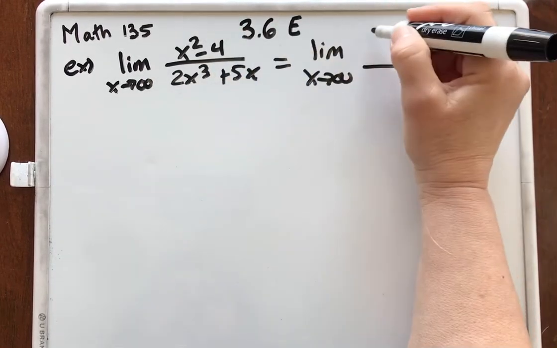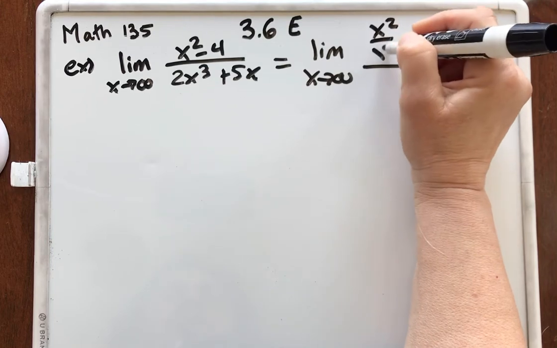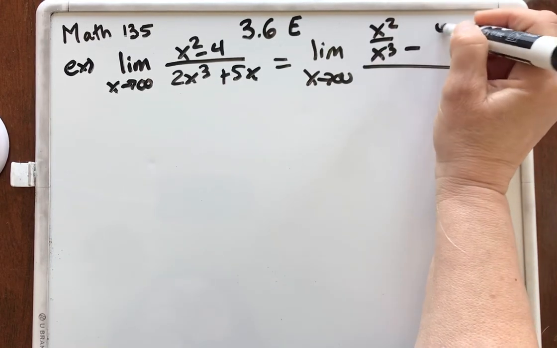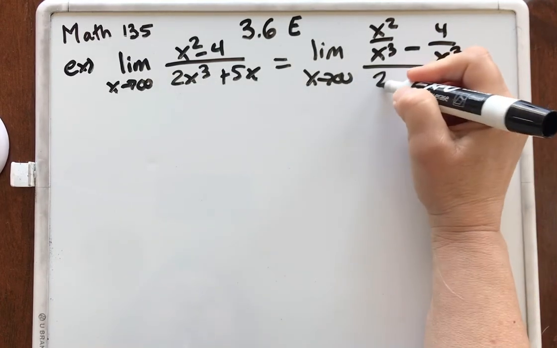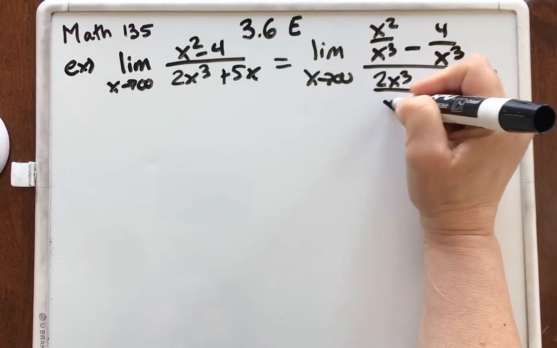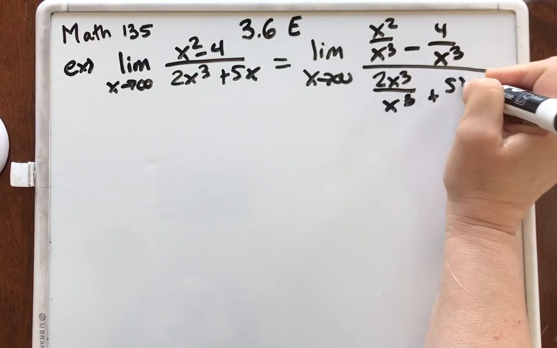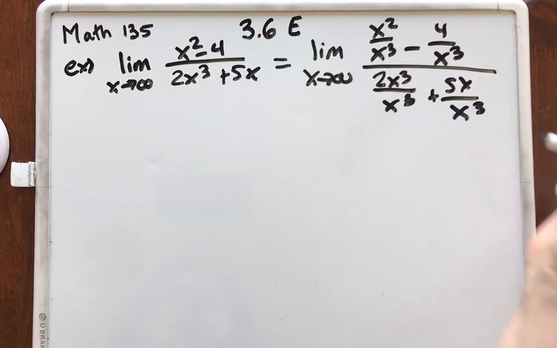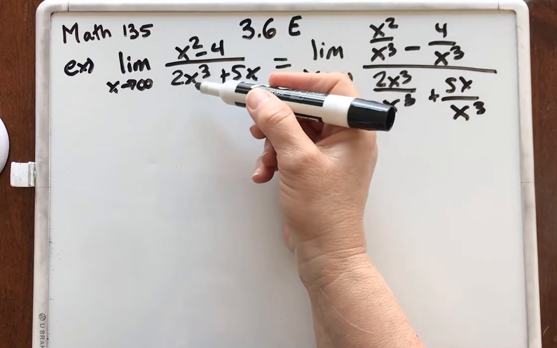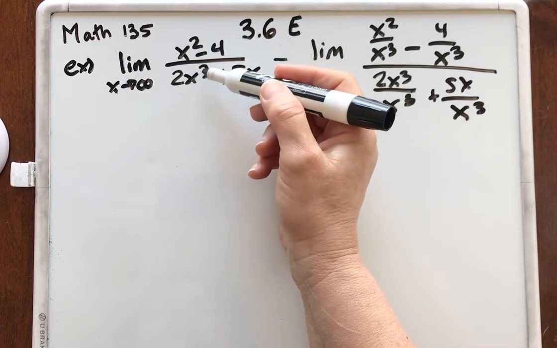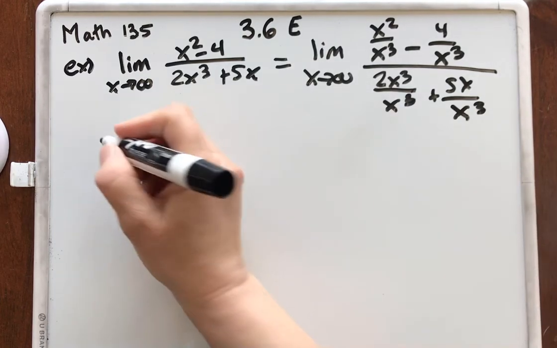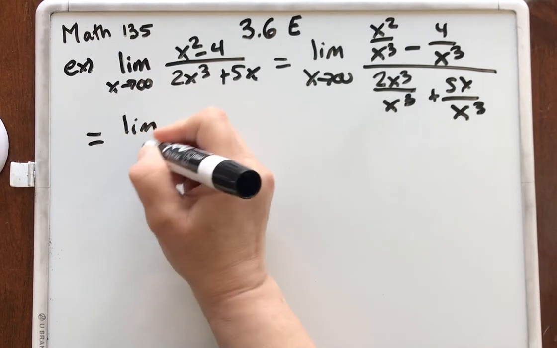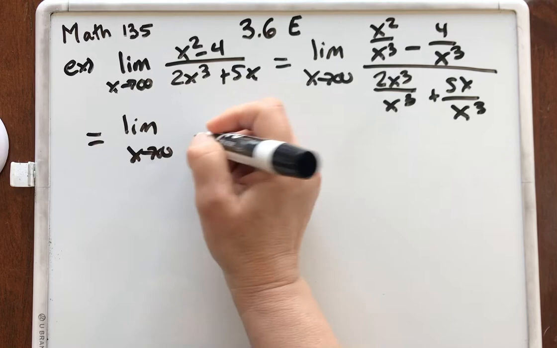We're going to write this as x squared divided by x cubed minus 4 divided by x cubed. We're going to do the same thing here: 2x cubed divided by x cubed plus 5x divided by x cubed. So we always divide the numerator and denominator by the highest degree. So we have x cubed, 3 is higher than 2, so we choose this one. Okay, now let's go ahead and continue and reduce that some more.